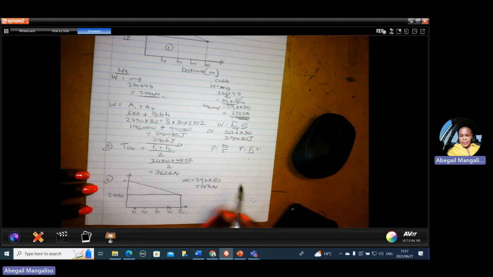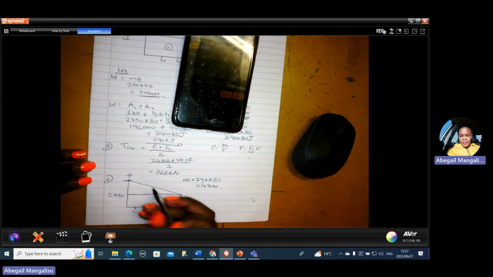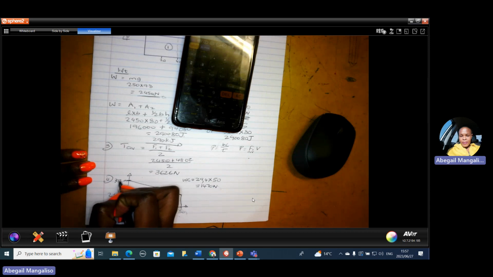1470 newtons. So this answer is what we add here to get the total, because what we plot here is the combination of the load and the cable. So it will be plus 2450. The answer is 3920. So this is 3920.